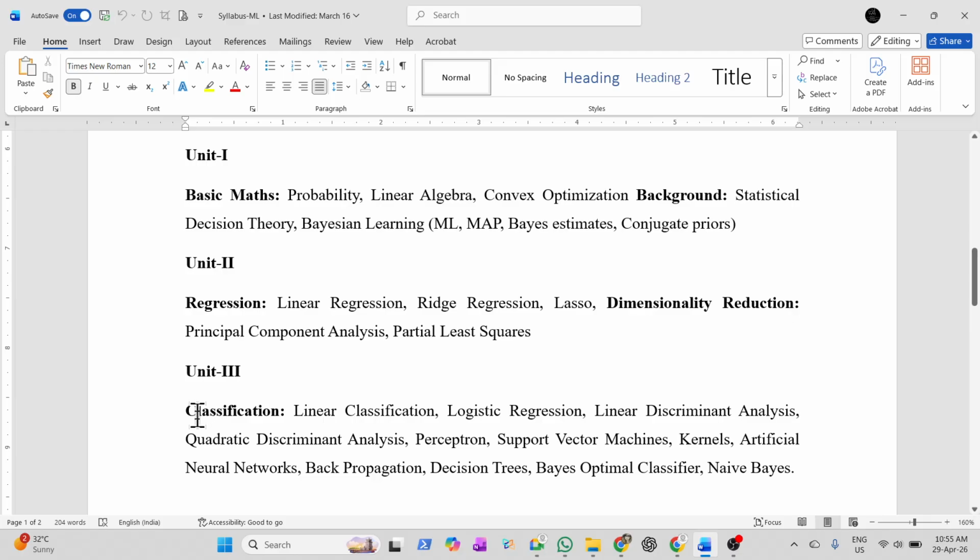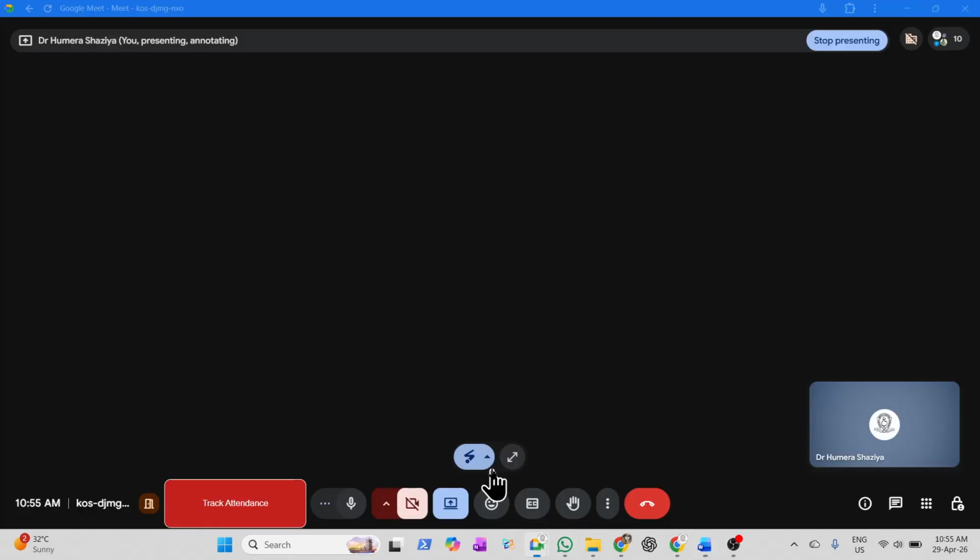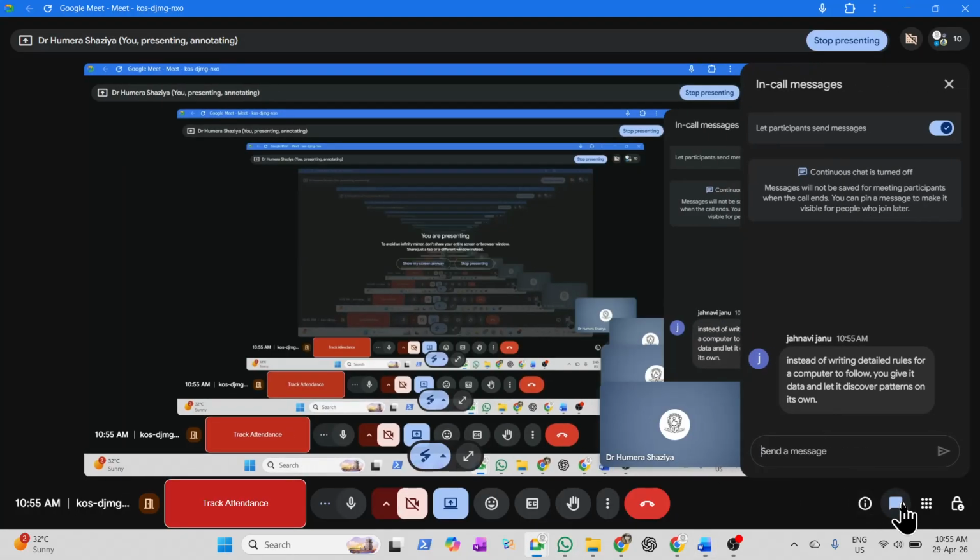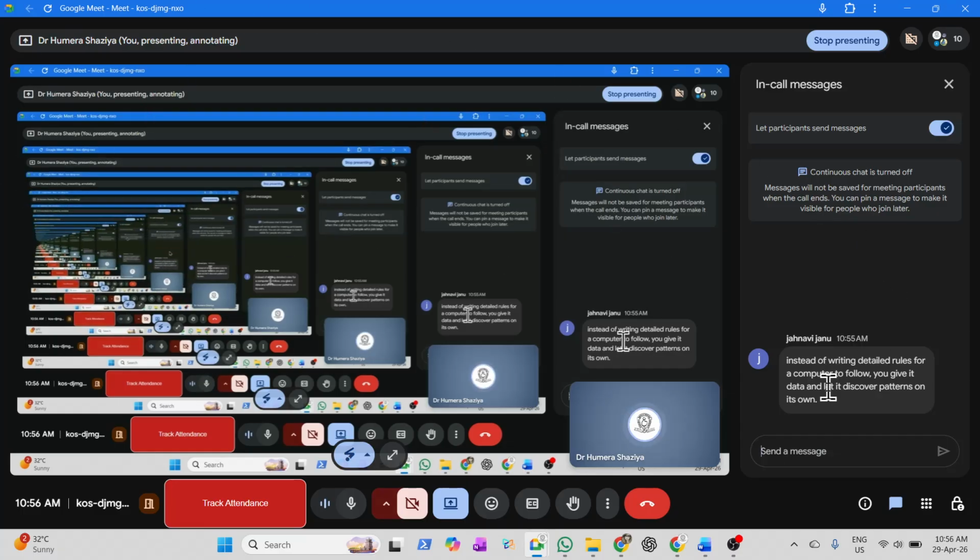Now we are in the concept of classification. Let us learn what a classification is. In Unit 1, we covered basic math. Unit 2 is about regression. Unit 3 is about classification. Instead of writing detailed rules for a computer to follow, you give it data and let it discover patterns on its own. Yes, absolutely.